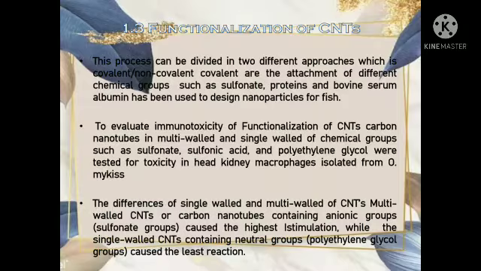The difference of single-walled and multi-walled of carbon nanotubes. Multi-walled carbon nanotubes containing anionic groups cause the highest stimulation, while the single-walled carbon nanotubes containing neutral groups cause the least reaction.